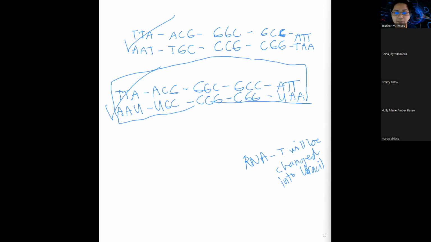But in mRNA, if the question is asking about transcribing from the mRNA or looking at the mRNA, thymine will be changed into uracil. Simple concept. Okay. Why? Because you are now carrying that genetic code. You're now carrying the information of a particular protein. Okay. Remember the protein? This one?